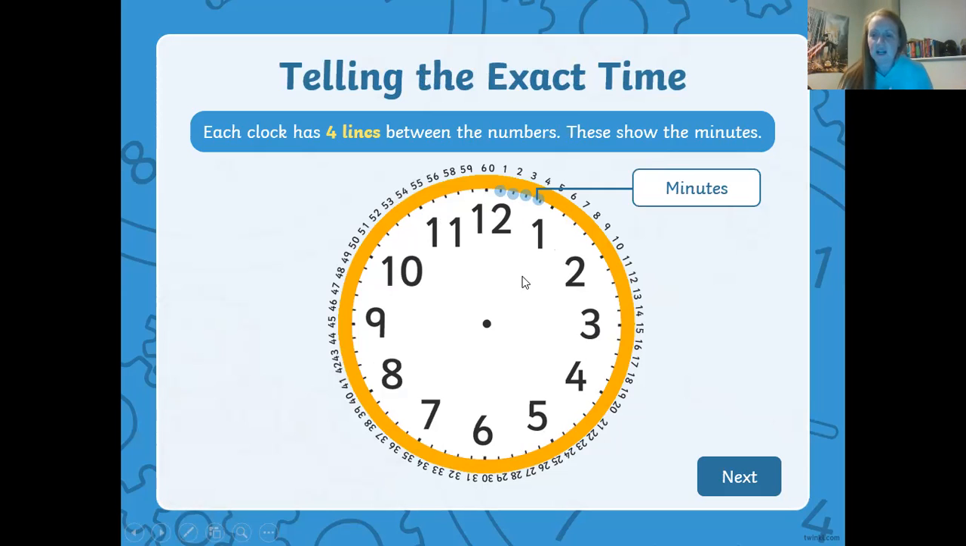But if you've ever looked really closely at a clock, in between these bigger numbers, these bigger increments, there are 4 smaller dots, smaller lines. And these are not 5 minutes, but these are our 1 minute intervals. So you can see all the way around the outside of the clock, these mini lines represent 1 minute, and it goes all the way around, counting in ones, all the way around to 60 at the top. You can see that all the way around there. They represent our minutes.